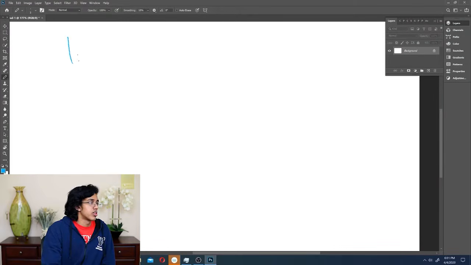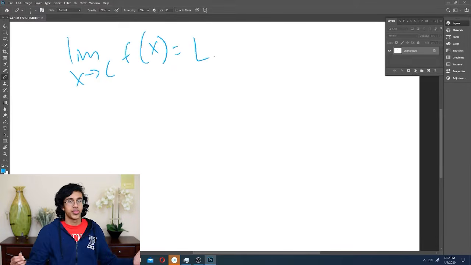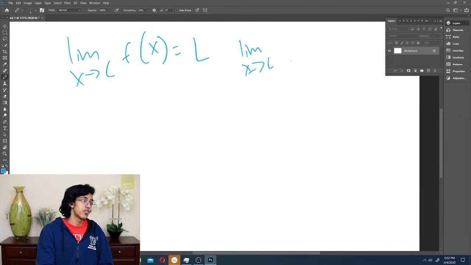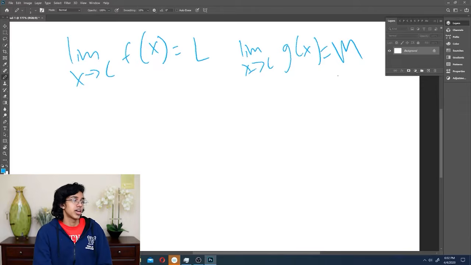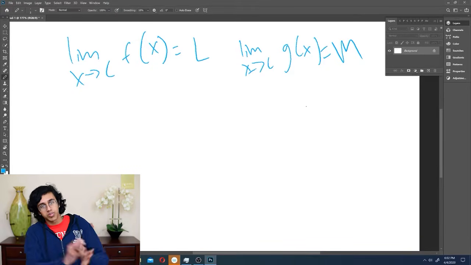So obviously, addition. The first thing we have is the limit as x approaches some number c of f of x is equal to some number L. And then let's say we have another function, the limit as x approaches c of g of x, and that's equal to m. Then we can find a bunch of combinations of these functions.